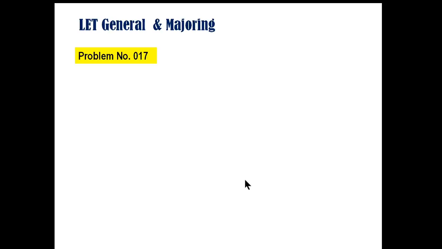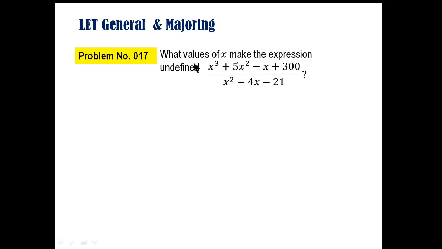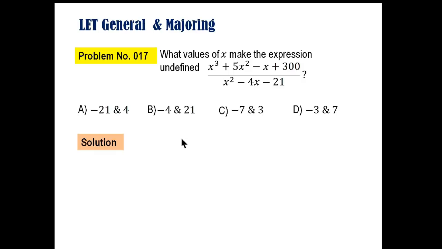Problem number 017. What values of x make the expression undefined? x cubed plus 5x squared minus x plus 300 over x squared minus 4x minus 21. To make this expression undefined, the denominator will become 0. The choices are A, negative 21 and 4, B, negative 4 and 21, C, negative 7 and 3, D, negative 3 and 7. So, this is the solution.